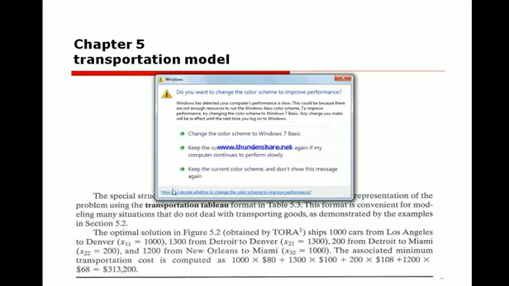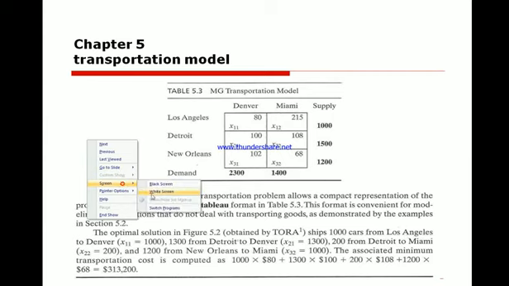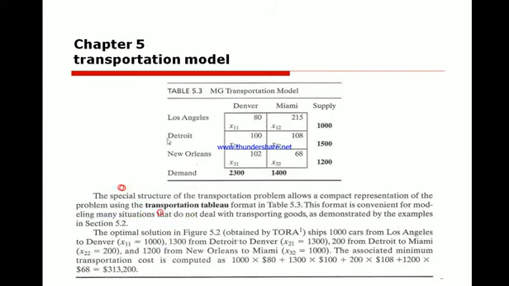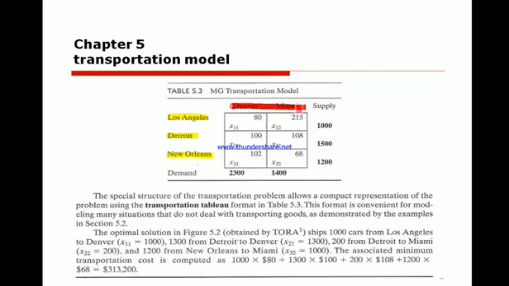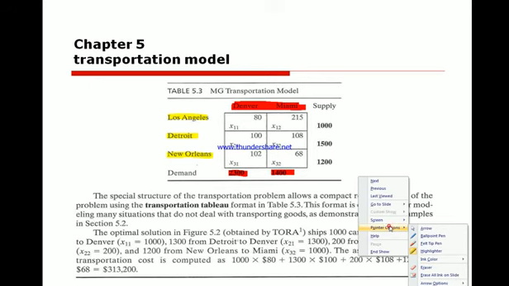Concerning this table, the one we see here, we have three manufacturing plants, or sources, where the cars are made: Los Angeles, Detroit, and New Orleans. And we have the customers, the distribution centers, in Denver and Miami.